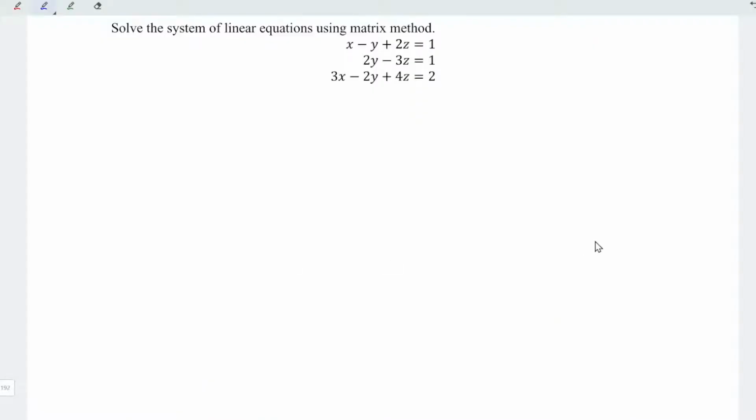Today, we'd like to share how to solve the system of equations by using the matrix method. Let's first convert this system of equations into matrix form.